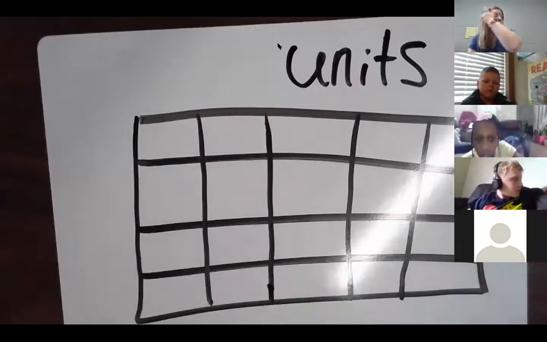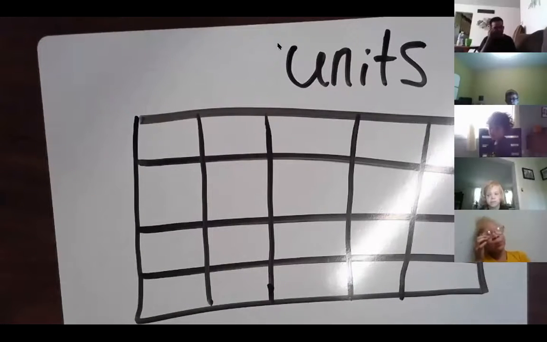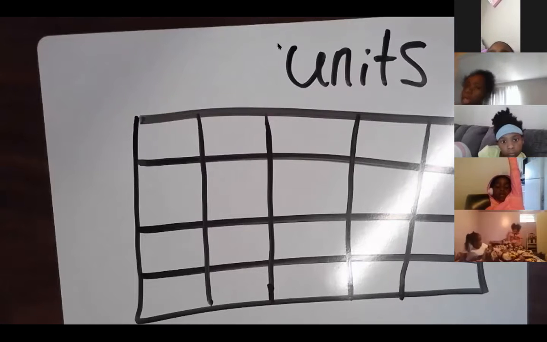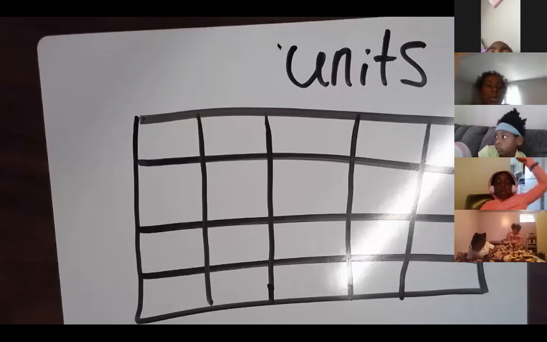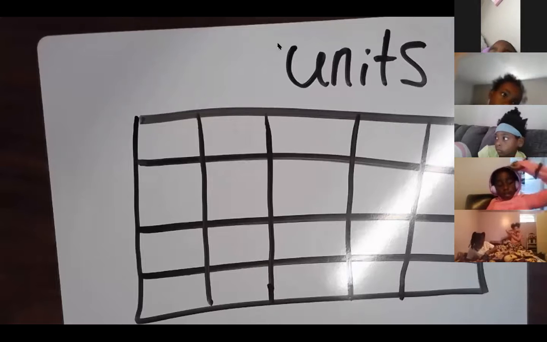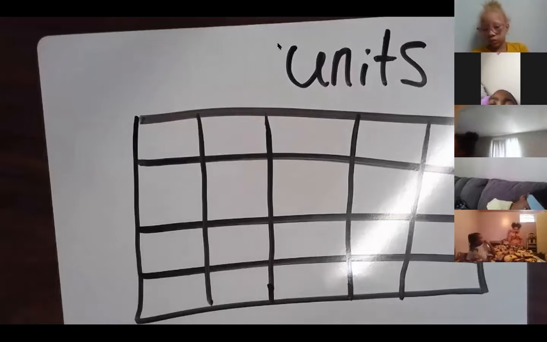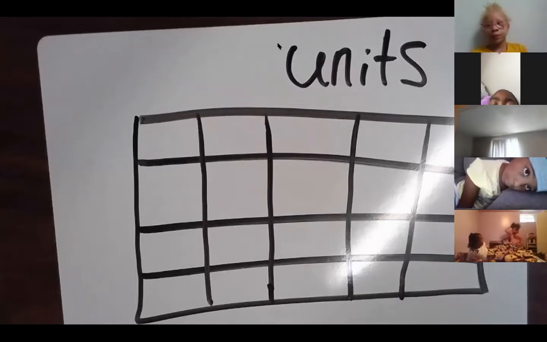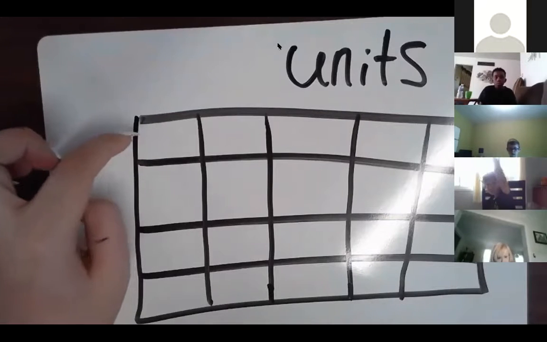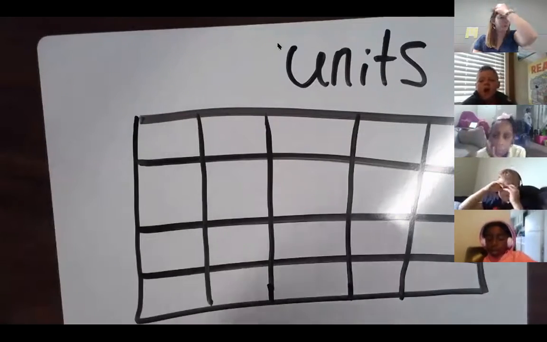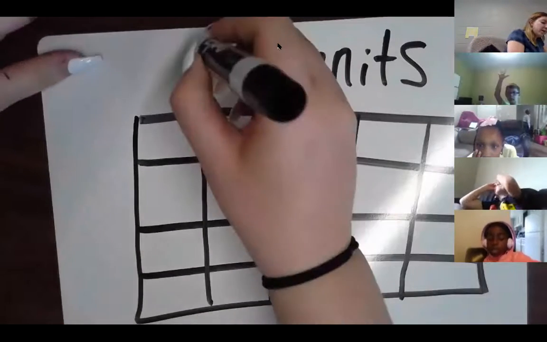Who can tell me how many units are in this array? Go ahead and raise your hands. Niley? Niley, go ahead. 24? Not 24. 25? Nope. Hands raised. Gabe, how many units do I have? 20. I have 20 units.